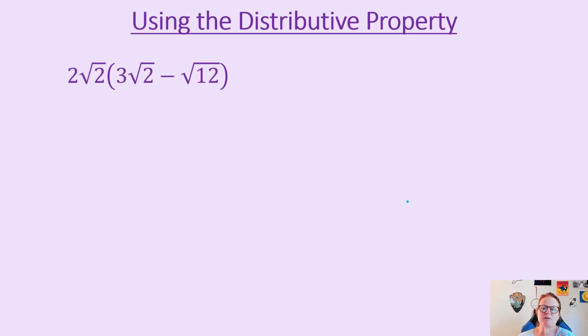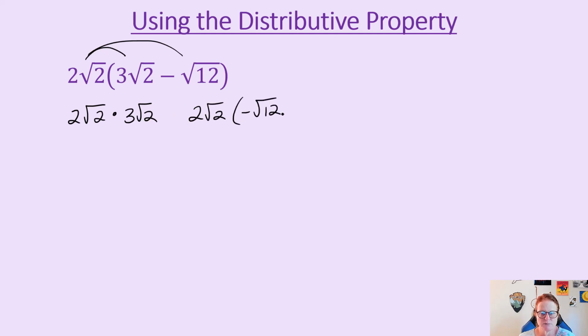Using the distributive property. So we're going to do what we just did, but now we're going to distribute as far as the multiplication goes. I'm going to take 2 square root of 2 and multiply it times 3 square root of 2. And then I'm going to take 2 square root of 2 and multiply it times negative square root of 12. Remember, the negative sign goes with that.